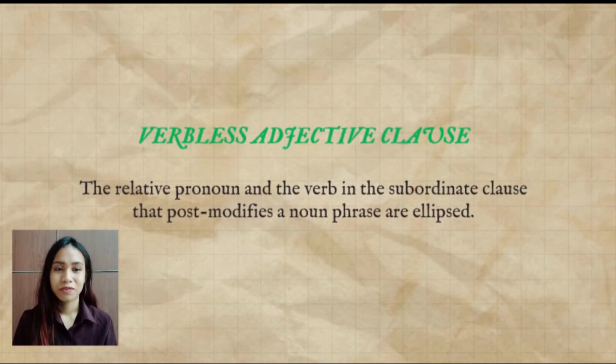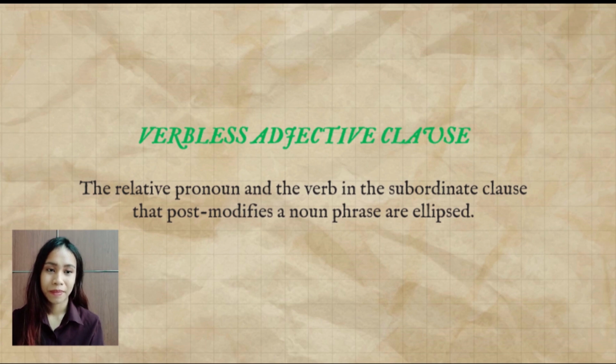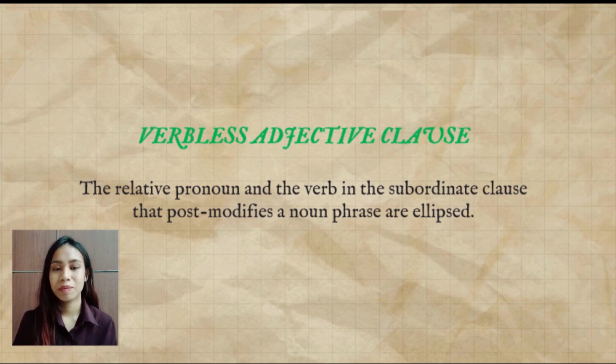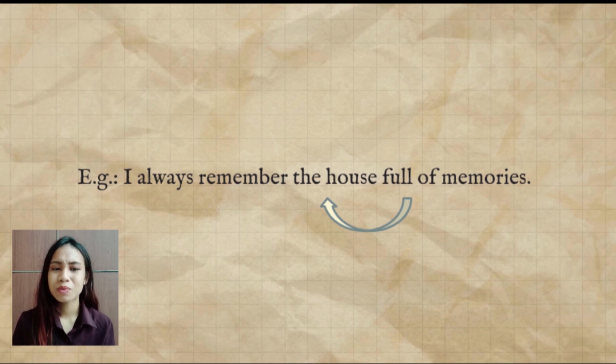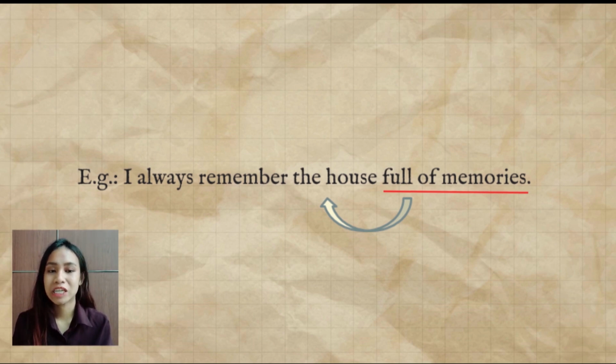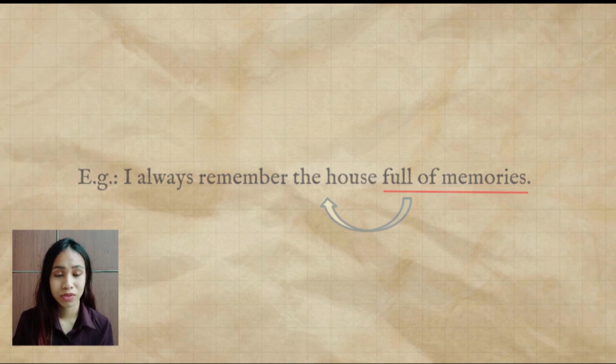The last one is the verbless adjective clause. The relative pronoun and the verb in the subordinate clause that modifies a noun phrase are elliptical. Example, I always remember the house full of memories. The words full of memories are an adjective clause that modifies the noun phrase the house.